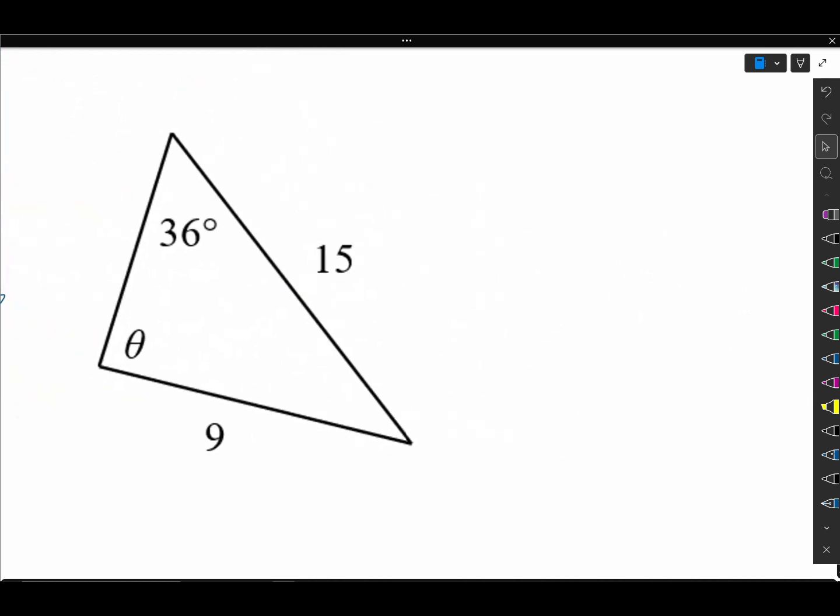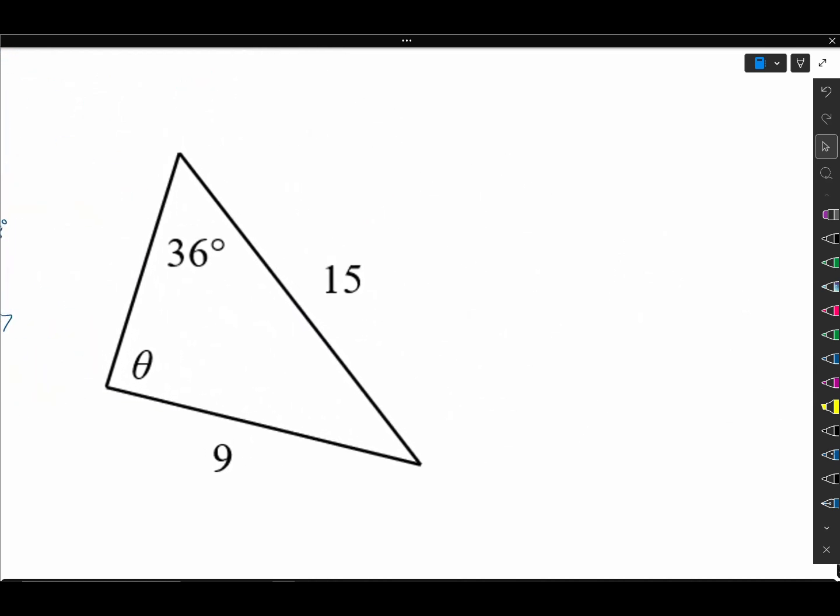We've handled our sine law now. I encourage you, pause the video here, try to set up this triangle for sine law.